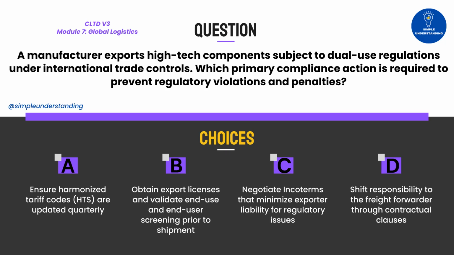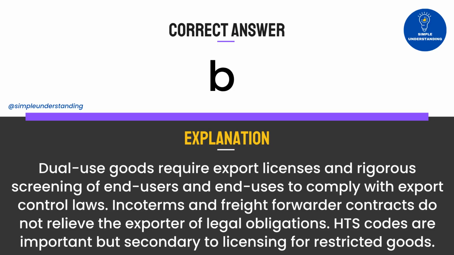Correct answer, B. Explanation. Dual-use goods require export licenses and rigorous screening of end users and end uses to comply with export control laws. Incoterms and freight forwarder contracts do not relieve the exporter of legal obligations. HTS codes are important, but secondary to licensing for restricted goods.